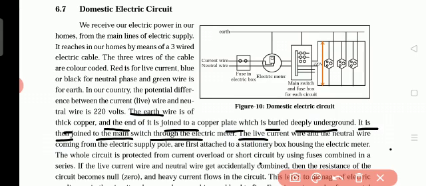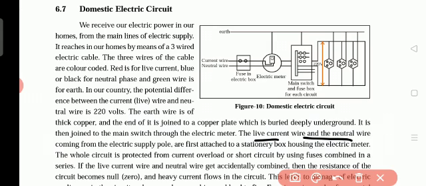It will not allow the current to be wasted. The live current wire and the neutral wire come from the electric supply pole. Live current wire is in which color? Red color. Neutral wire is in which color? Black or blue color. These two colored wires come from the pole to our house and are first attached to a stationary box housing the electric meter. So the main box is there, and the two wires are connected.